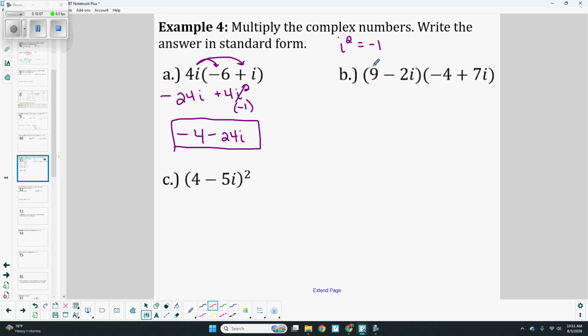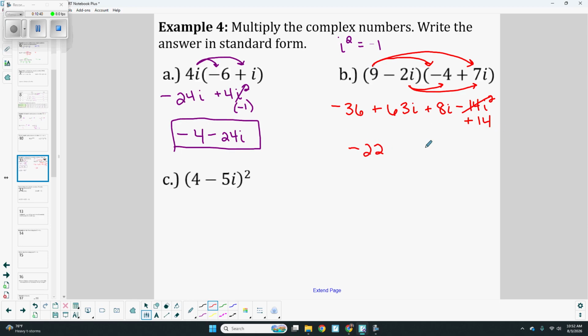So for our next one, now we're going to distribute the 9 to both, and we're going to distribute the -2i to both. So that's going to give us -36 plus 63i. Negative times negative is a positive 8i. Negative times positive is a negative 14i squared. So this -14 times the -1 is really plus 14 now. So like terms, -36 plus 14 is -22. 63 plus 8 is 71.